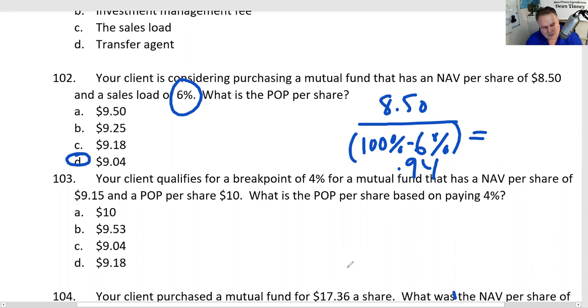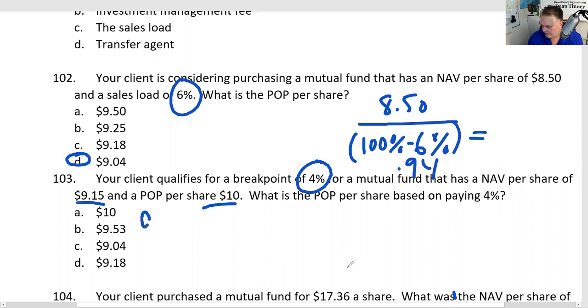Your client qualifies for breakpoint. A breakpoint is a quantity discount. So breakpoints are good. Be careful. Breakpoints are good. Breakpoint sales are bad. So my customer isn't going to pay this. He's not paying 8.5. He's qualified for this. So now I got to recalculate based on I'm paying that.